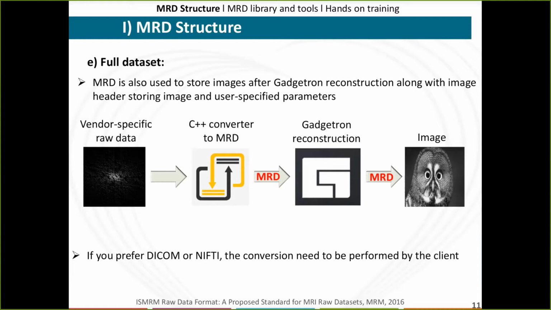I know that a lot of you might be more used to DICOM or NIfTI formats, and this kind of conversion needs to be performed by the client. I think we have an MRD to NIfTI converter, which is in beta test for now. And there is also a DICOM writer, which is part of the Gadgetron. So you can get both at the end.